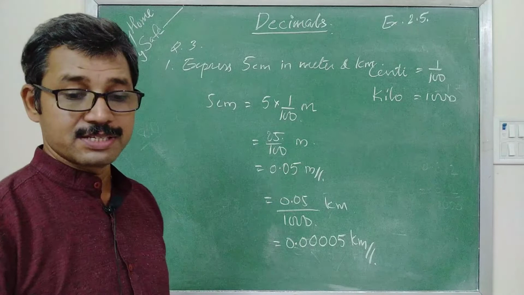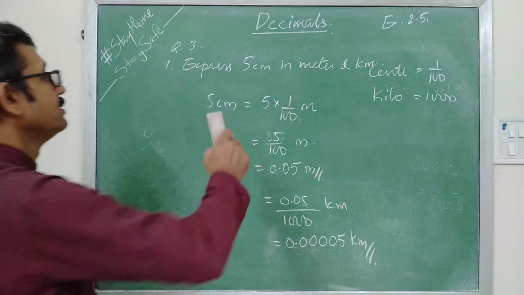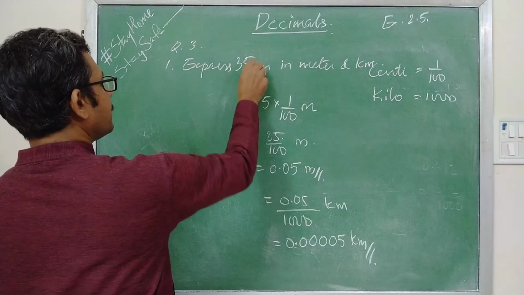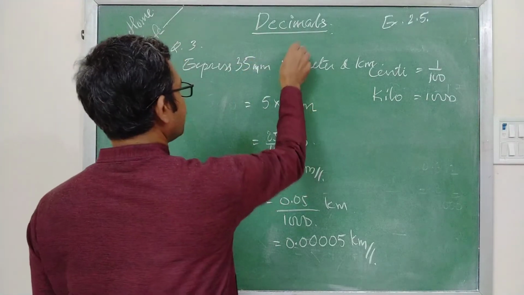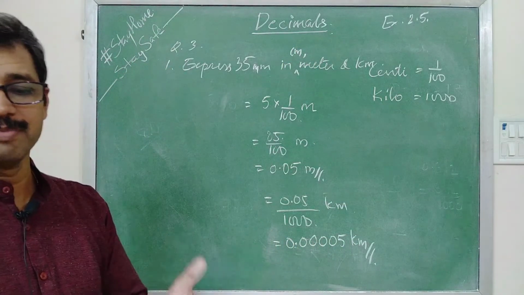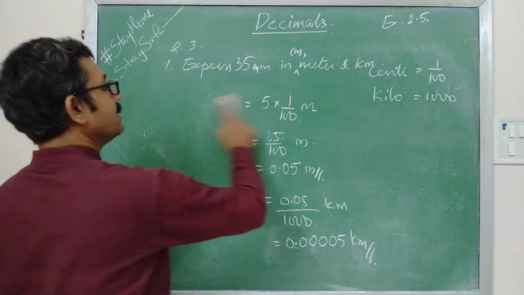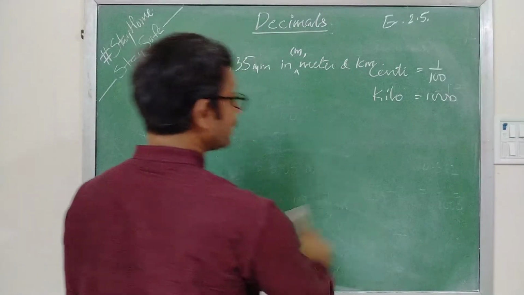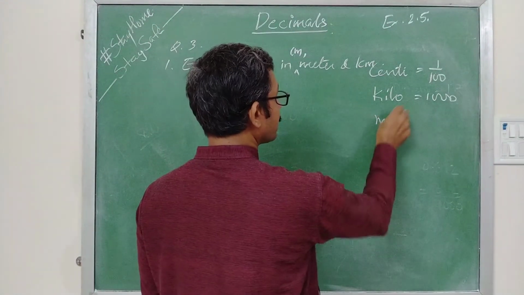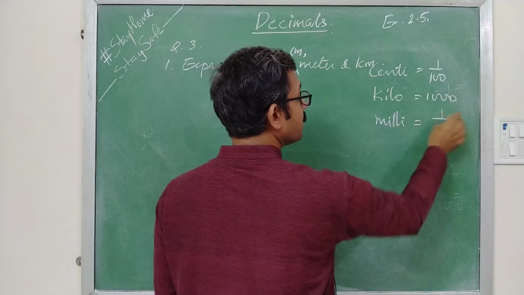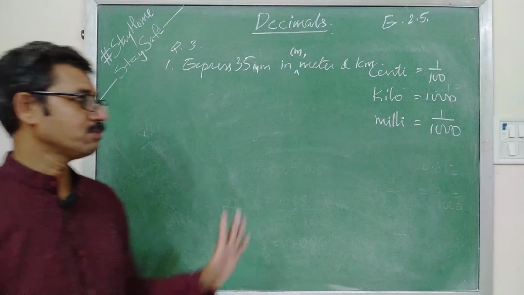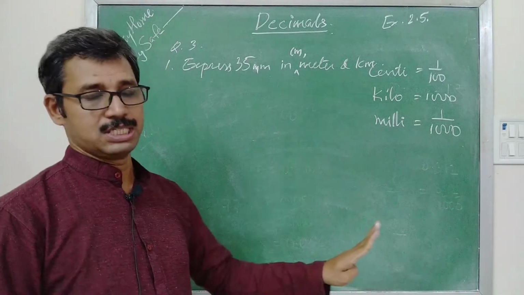Now the next one: express 35 millimeter in centimeter, meter and kilometer. Centimeter, meter and kilometer, yes. Very carefully you must think. Now centi we see is 1 upon 100, correct? Now milli: what is milli? You know, it is 1 upon 1000. Very easy to understand.